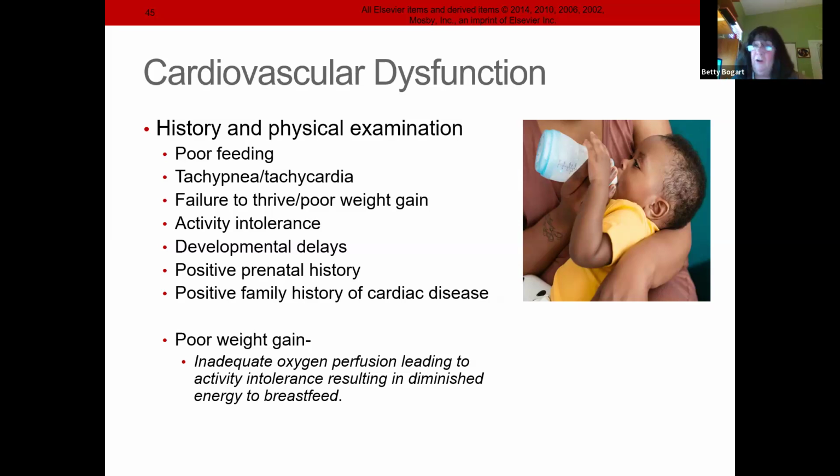A great, great nursing diagnosis for this sort of child: inadequate oxygen perfusion leading to activity intolerance, resulting in diminished energy to breastfeed. Most children with congenital heart defects will not be normal weight. They'll be less than, because the heart is burning up all the calories trying to work.